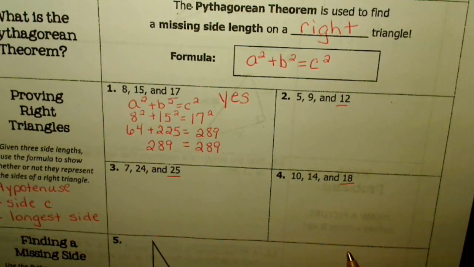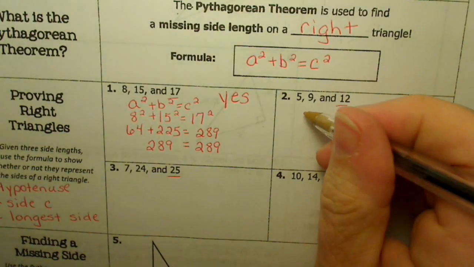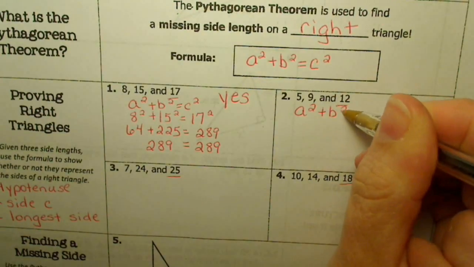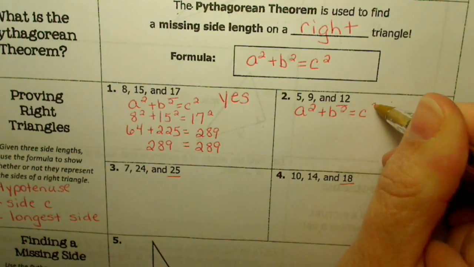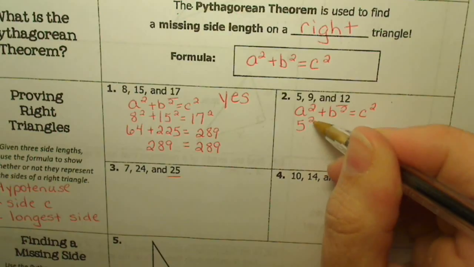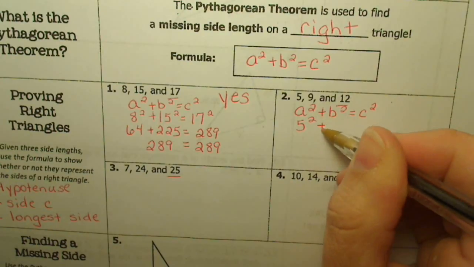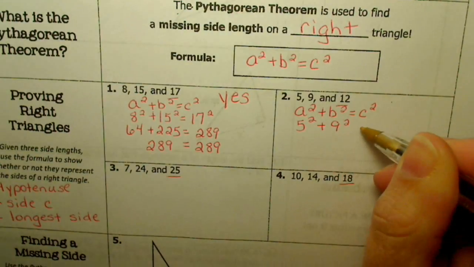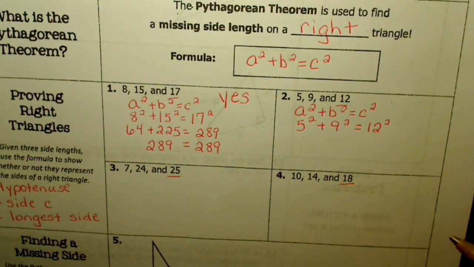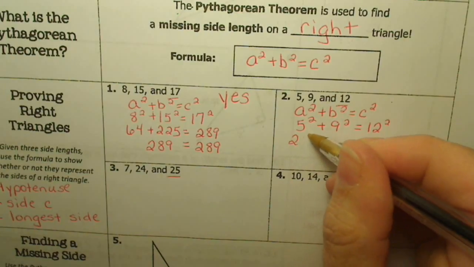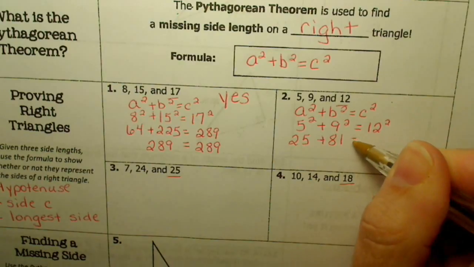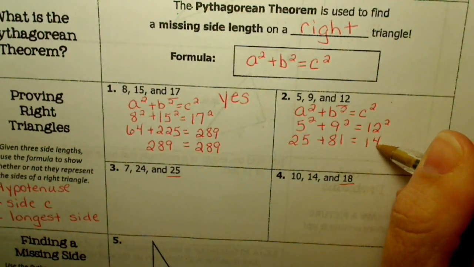Okay, let's try this one together. First step, everyone, every time is to write down the Pythagorean theorem. A squared plus b squared equals c squared. Okay, I'm going to do 5 as my a, so 5 squared plus 9 squared equals 12 squared. So 5 squared is 25, plus 9 squared is 81, and 12 squared is 144.